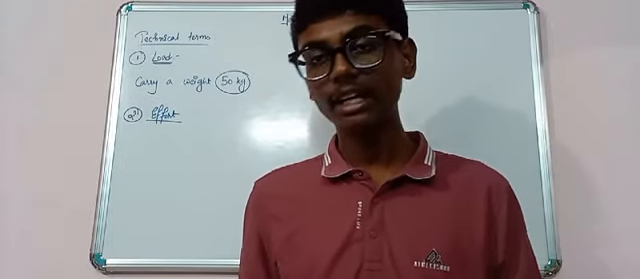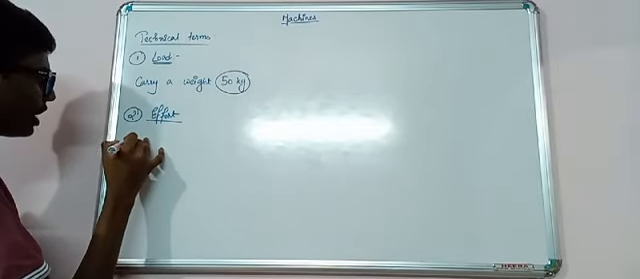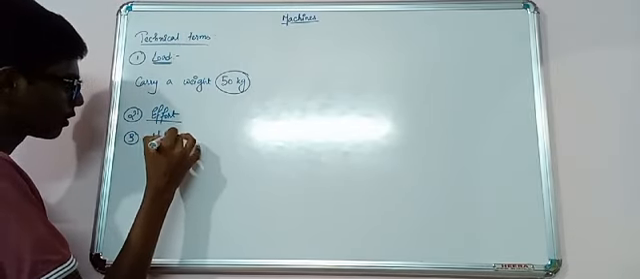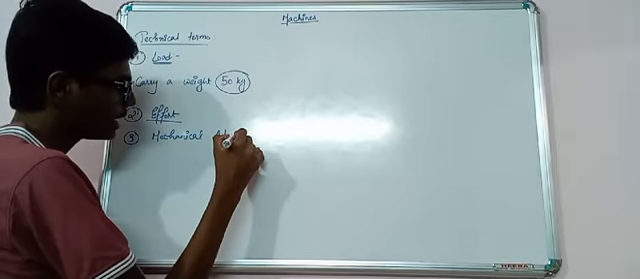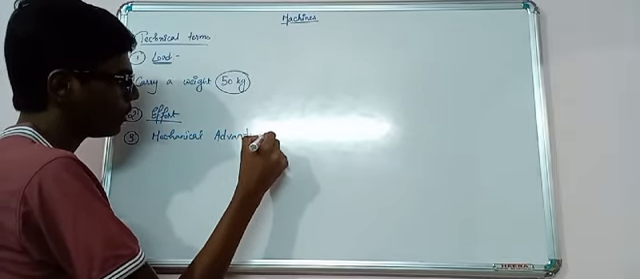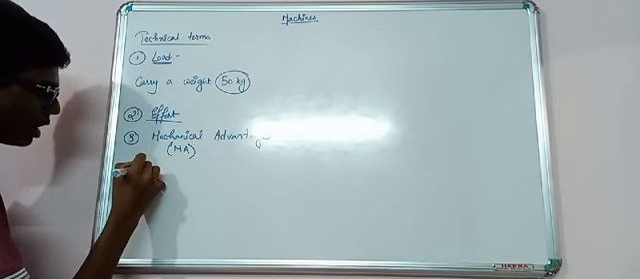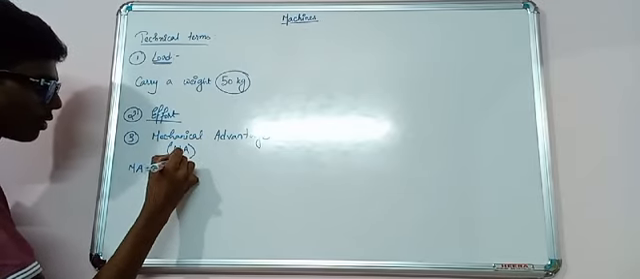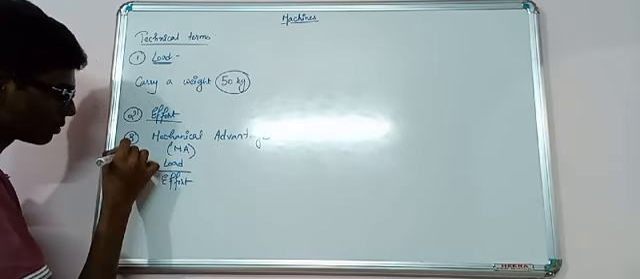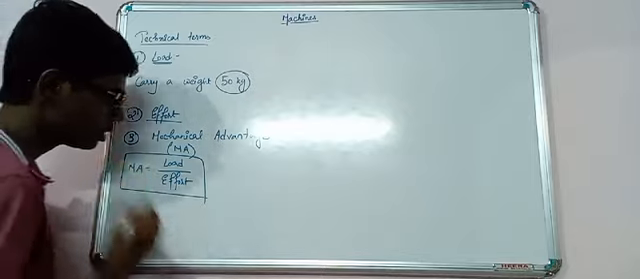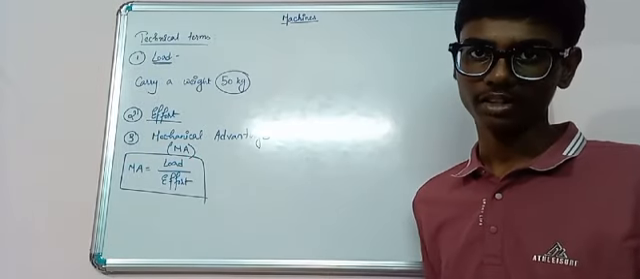Okay? Third technical term is mechanical advantage. Mechanical advantage itself does not have any definition. Basically it is nothing but the ratio of the above two. Mechanical advantage we can write as MA sometimes. So MA is equal to load by effort. It is a ratio between the load and the effort.